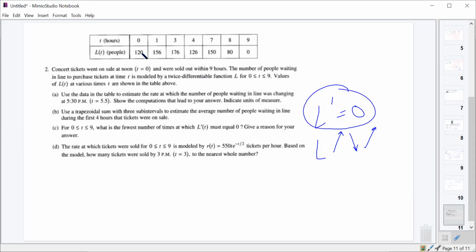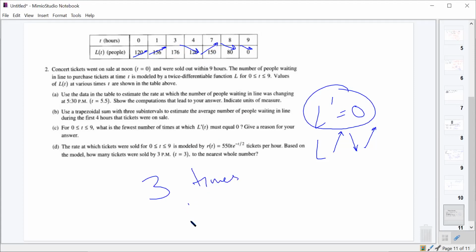So here we're increasing from 120 to 156. 156 to 176, we're still increasing. But somewhere in here, we started decreasing again, right? So there's at least one place where L went from increasing to decreasing, so at least one place where the derivative equals 0. Then going down to 126 and back up to 150 is the second place. And going up to 150 and down to 80 is a third place. And then it continues down. So there are at least 3 times.